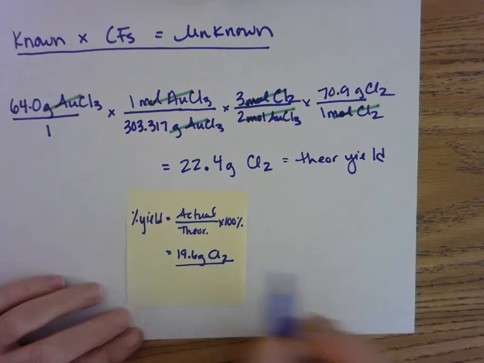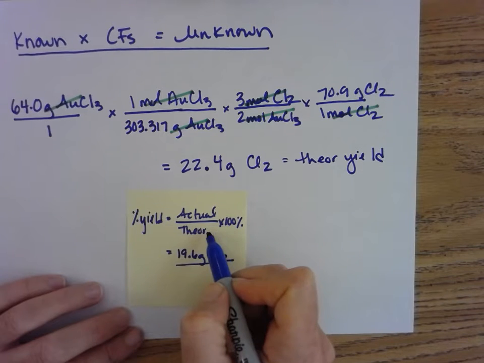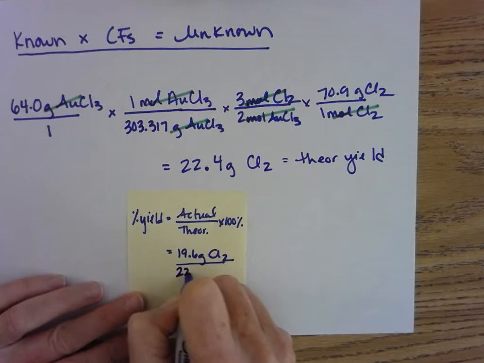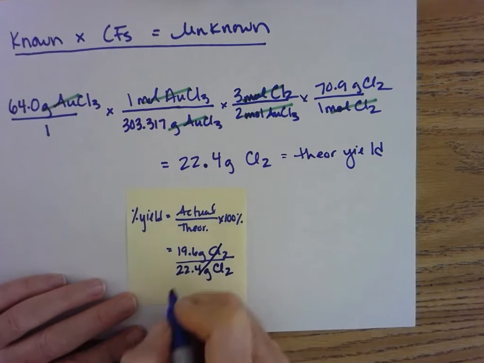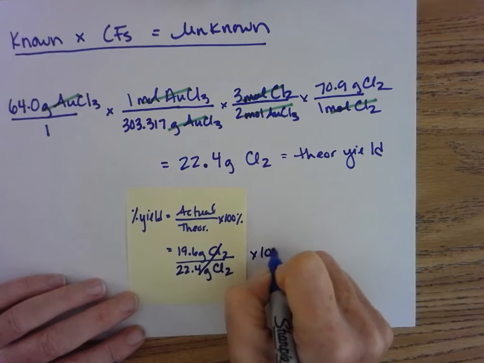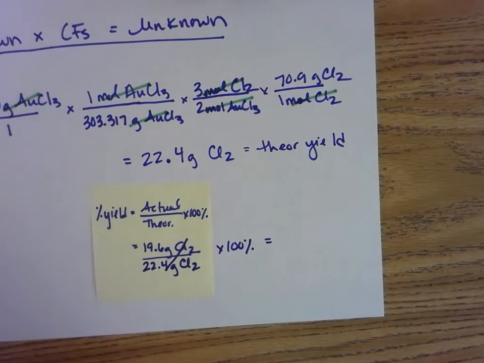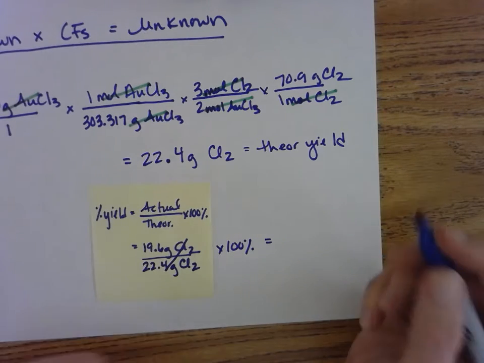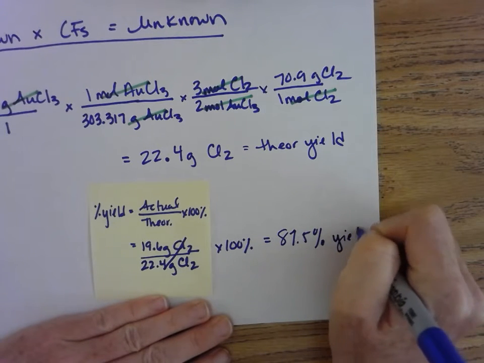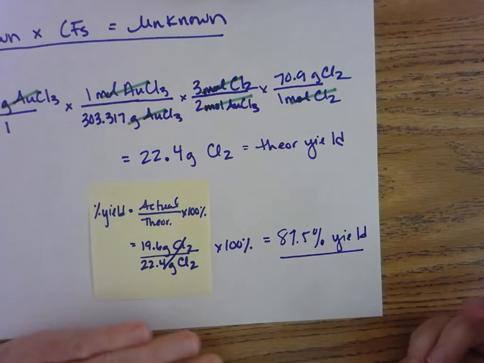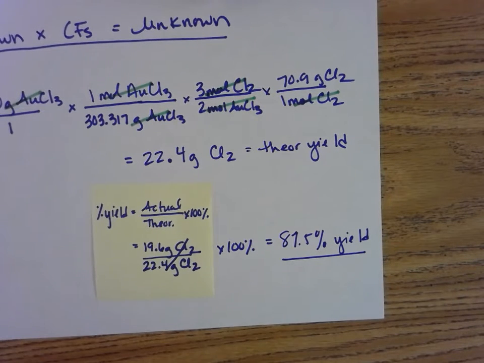So my percent yield, which I'm after, is actual divided by theoretical. 19.6 grams of Cl2 over 22.4 grams of Cl2. All that cancels, and it's times 100%. So on the calculator, 19.6 divided by 22.4 times 100. I can have 3 sig figs, so 87.5% yield.